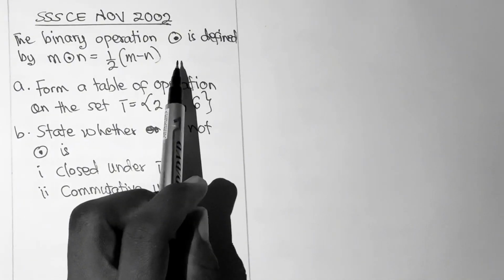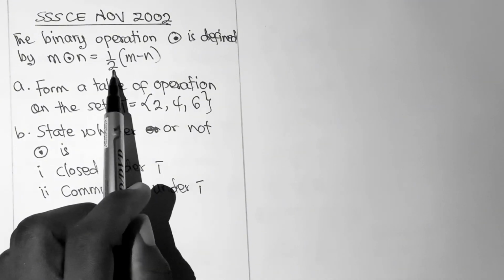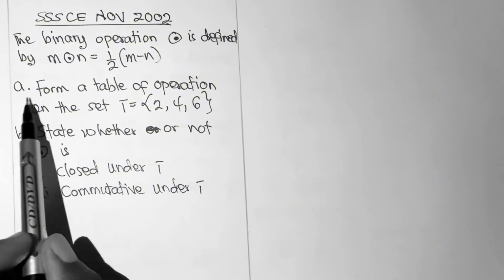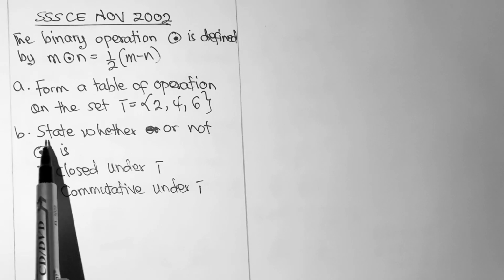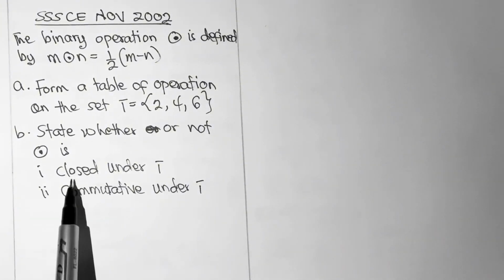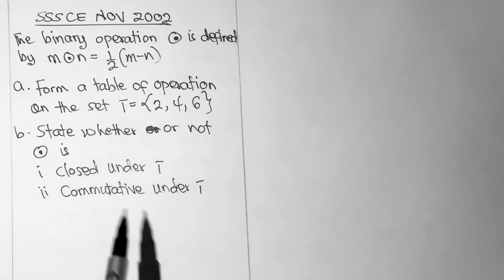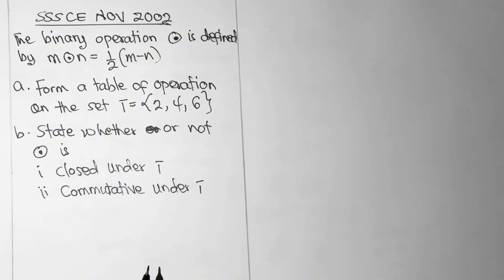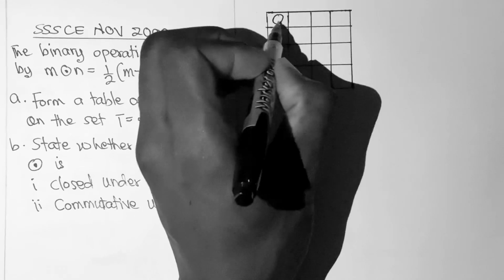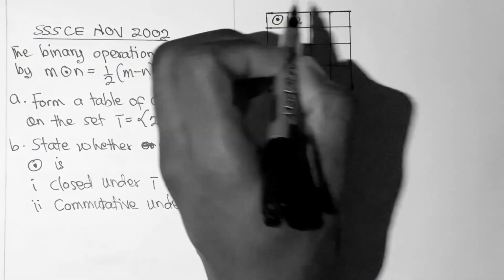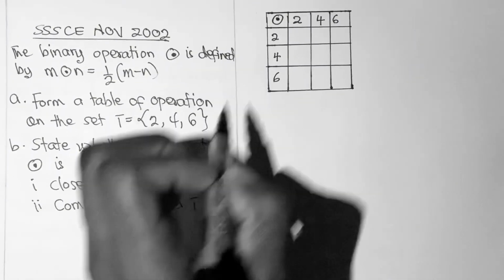The binary operation is defined on m operation n equals 1 over 2 into bracket m minus n. A, form a table of the operation on the set T equals 2, 4, 6. And then B, state whether or not the operation is closed under T, and then II, whether it is commutative under T. So let's first draw our table. The values we are given are 2, 4, 6. But this is the operation. So we need to fill here with 2, 4, 6, and then here also 2, 4, 6.